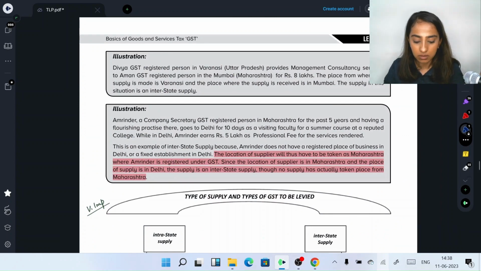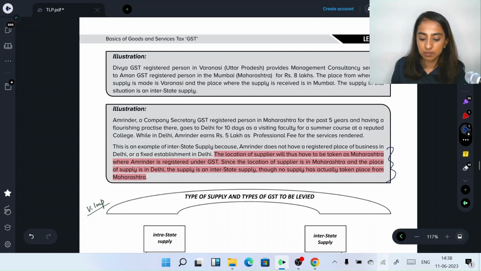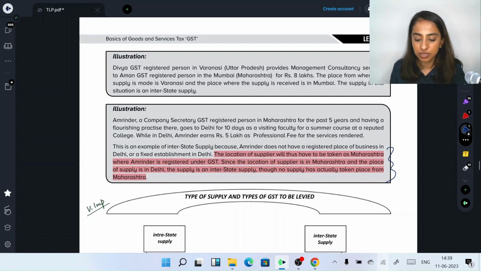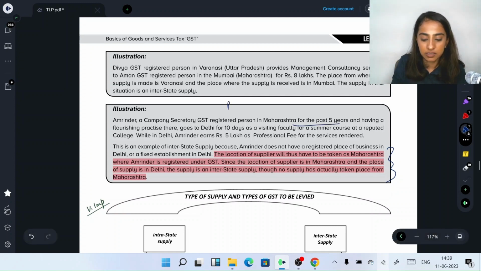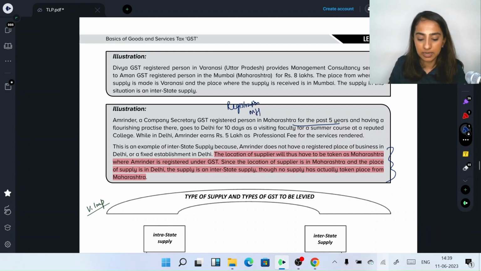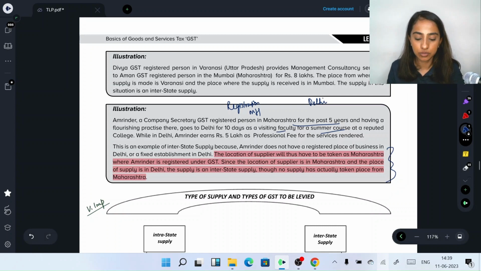Now, here they are just giving an example. Let's say the location of the supplier. Okay, do we read this? A company secretary registered in Maharashtra for the past 5 years. So where is his registration taken? Registration is in Maharashtra. Okay. Now, he goes to Delhi as a visiting faculty for a summer course at a reputed college. Okay, he goes there and gives service. So this is the place of supply of service.